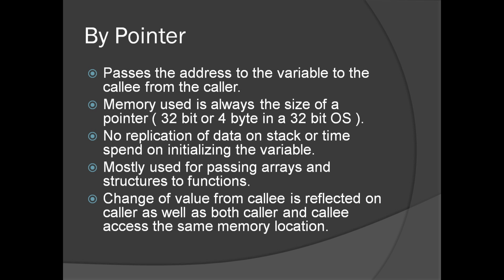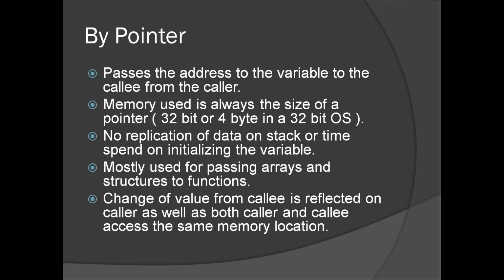The second method is by pointer. In this case, we are passing the address of the variable to the callee from the caller. We are not passing a copy of the variable. The memory used is always the size of a pointer, which is 4 bytes in a 32-bit operating system. There is no replication of data on the stack or time spent on initializing the variable. This technique is mostly used for passing arrays and structures to functions. It can be used for passing any arguments which are more than 4 bytes. If the size of the argument is less than 4 bytes, it doesn't make much difference.